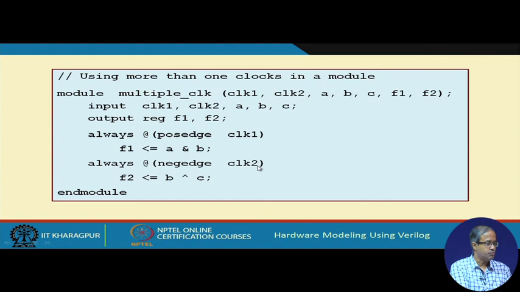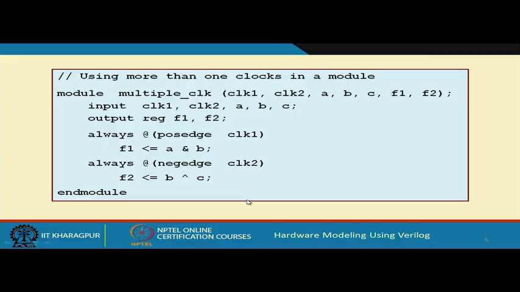So, these are working concurrently, one of them is assigning the value A and B to F 1 and the other one is assigning B XOR C, the exclusive OR, to F 2, and they are happening concurrently in synchronism with two different clocks. The clocks may be of different phases, different frequencies, okay. So, there is no restriction there. So, you can have a very general design like this where multiple signals can be used to synchronize the operation of your design. This is possible.